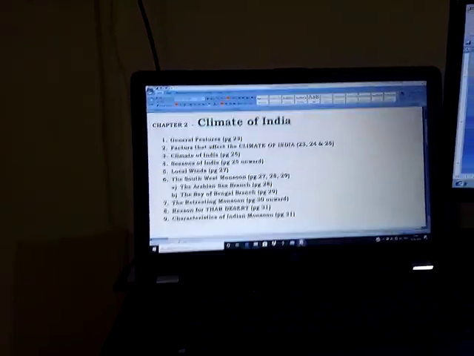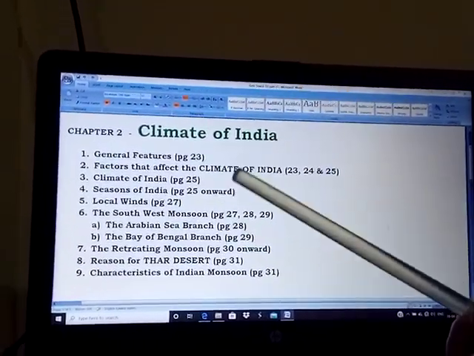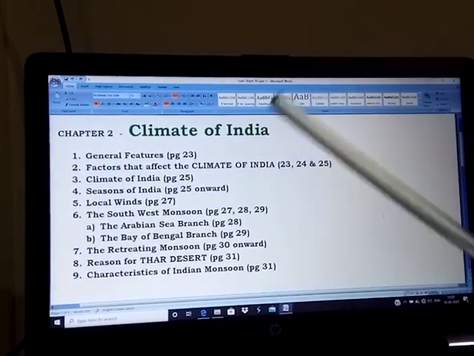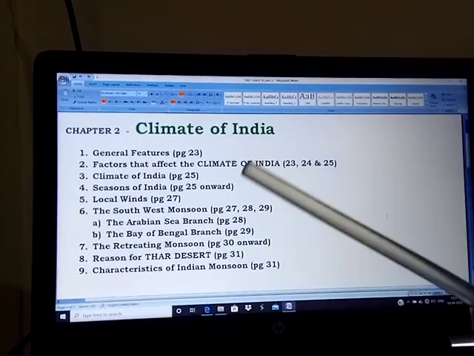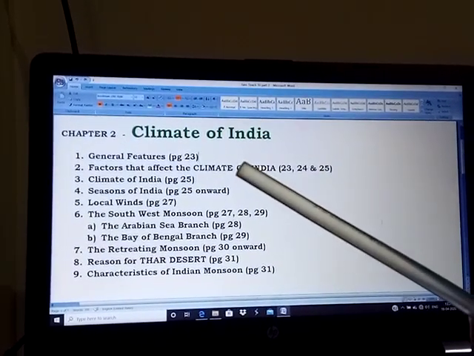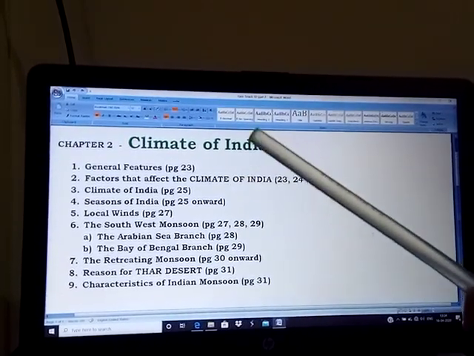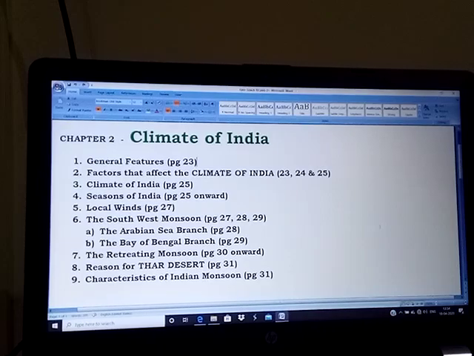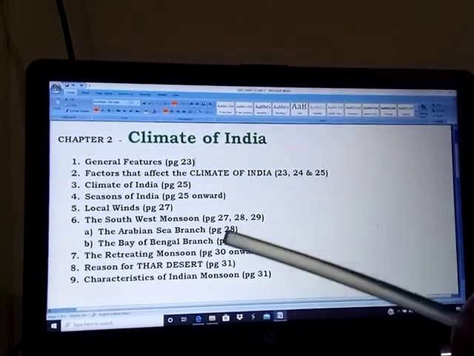We will be beginning today chapter 2, Climate of India. Remember, the first chapter is only for your map pointing. No theory question will come from chapter 1. Your questions will come from chapter 2 onwards. Today we will be dealing with the climate of India.